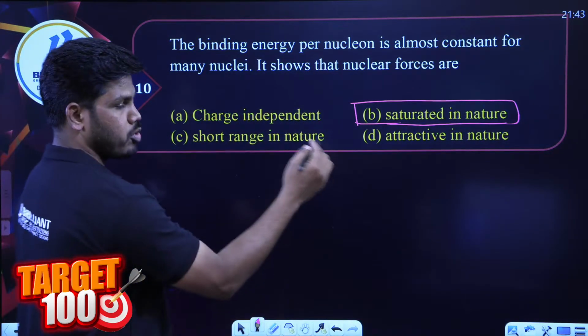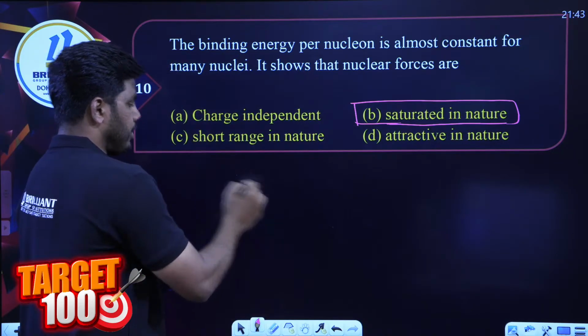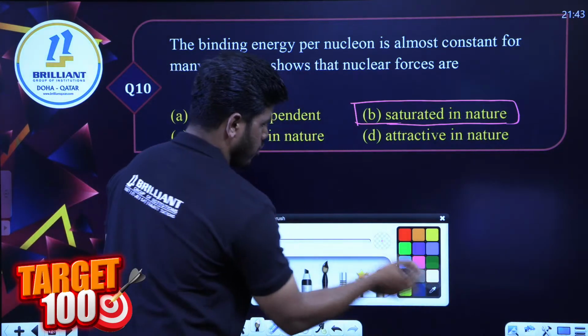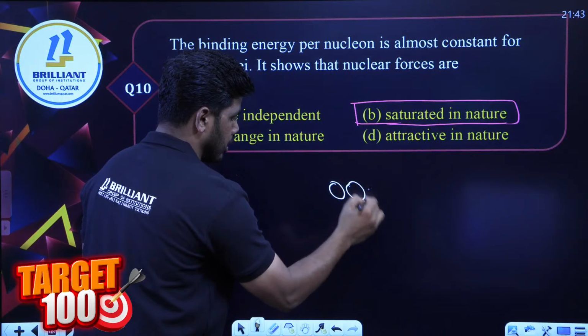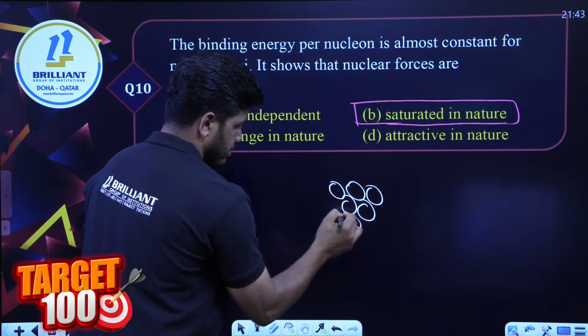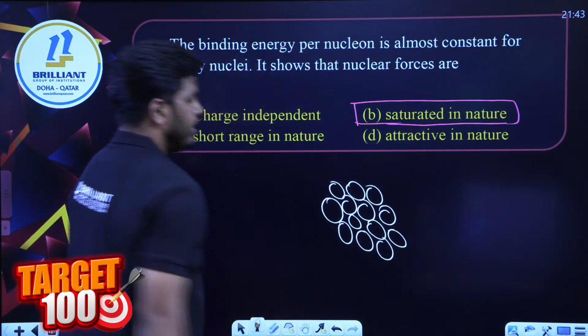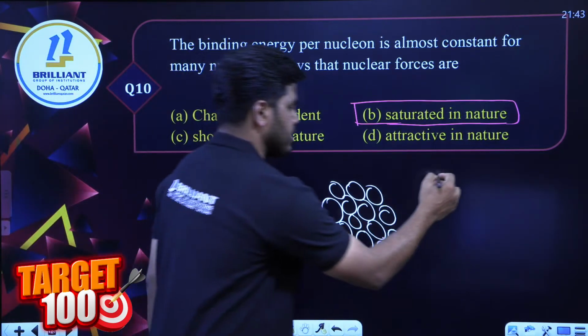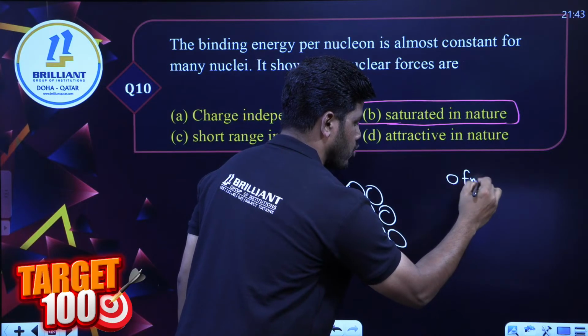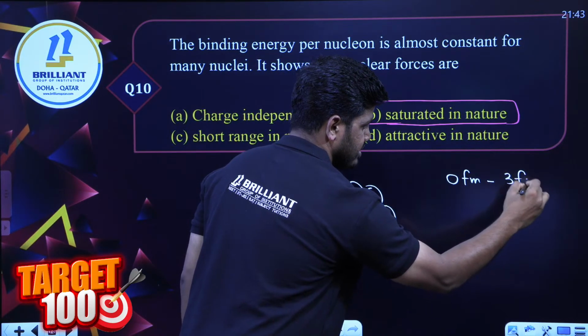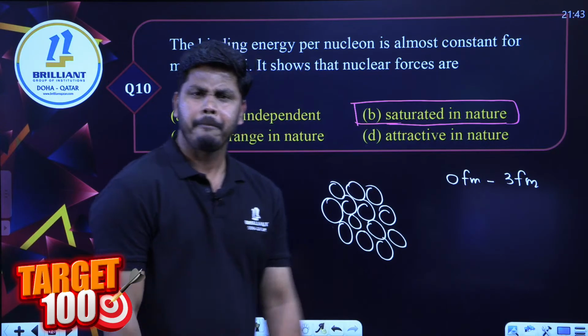What do you mean by the saturation property? We know it is a very short range force. Since it is a short range force, when you add nucleons together, like so many nucleons inside a nucleus, the force is operating only between 0 FM to 3 FM. This is the range. What does FM stand for?